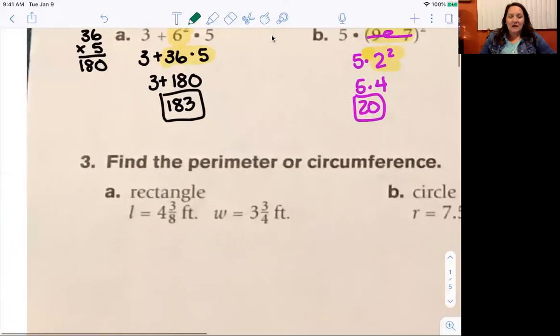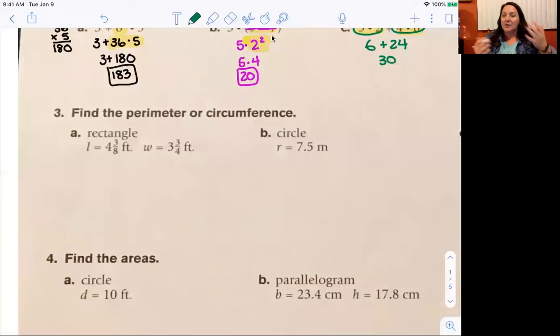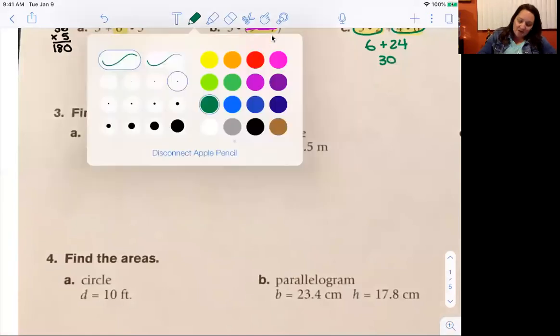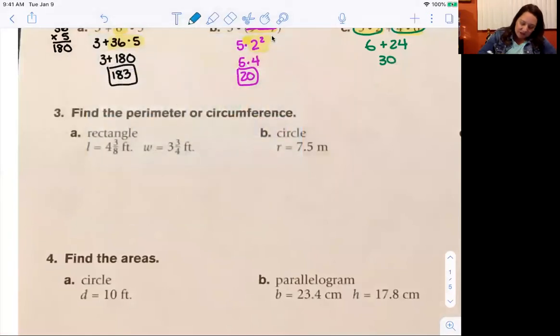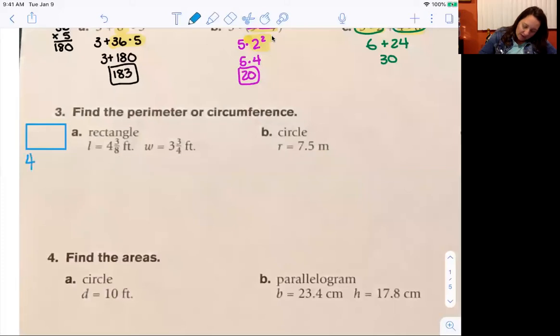Let's move on. Letter 3, it says find the perimeter or circumference. Last night, this was part of your homework, but we're going to do these together. First thing, we're going to draw these shapes. So letter A, I have a rectangle, and my length is 4 and 3/8 feet. And my width is 3 and 3/4 feet. What is the formula for the perimeter of a rectangle? P equals 2L plus 2W.